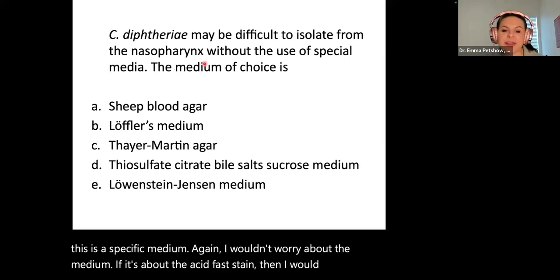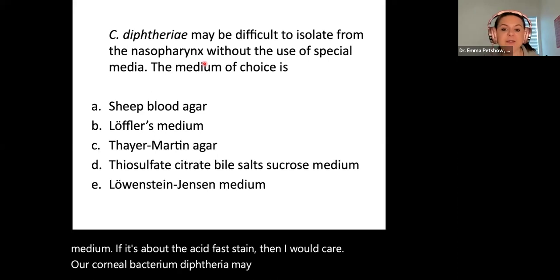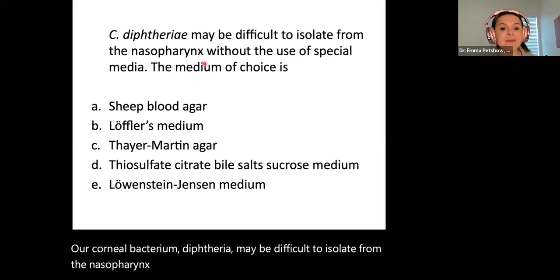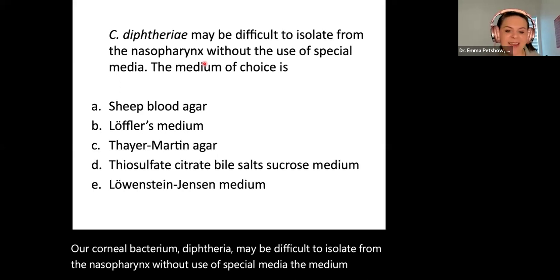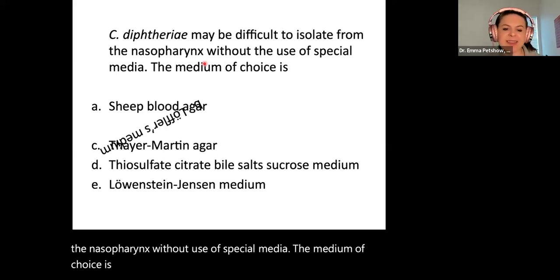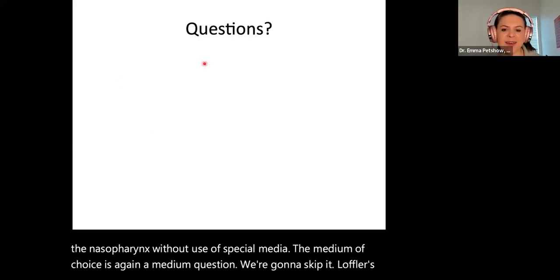Corynebacterium diphtheriae may be difficult to isolate from the nasopharynx without use of special media. The medium of choice is, again, a medium question. We're going to skip it. Loeffler's medium. All right.